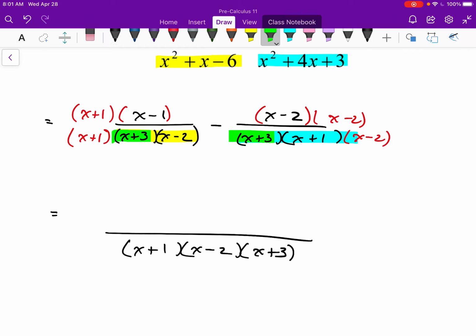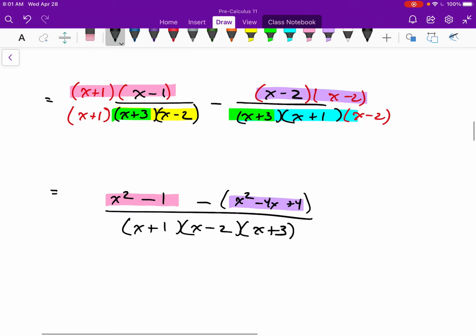So in the numerator, let's build on the things we've learned in previous lessons. x plus 1 times x minus 1. I can just do that in my head because that's a difference of squares. I know that must be x squared minus 1. Minus, got to be a little careful here, x minus 2 times x minus 2. That's a perfect square. So without actually foiling it, I know the first term is going to be x squared. I know the last term is going to be positive 4. I know the middle term is going to be x times negative 2 times 2, so negative 4x. That said, I'm subtracting all that, so those brackets are really important.